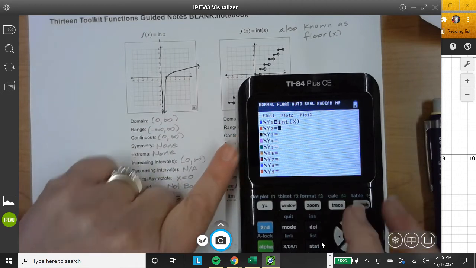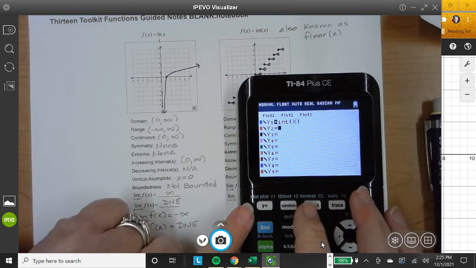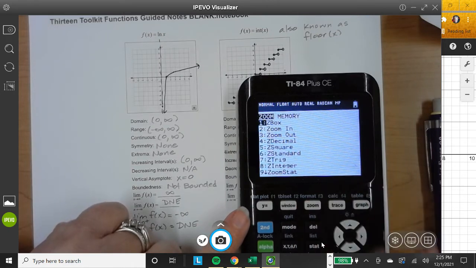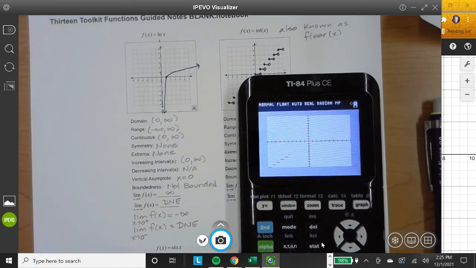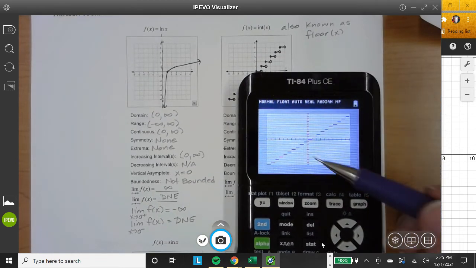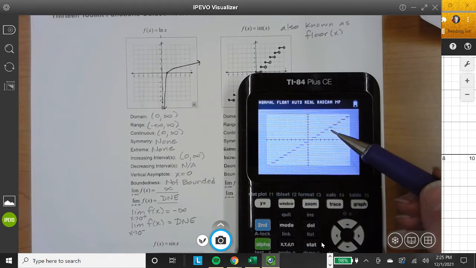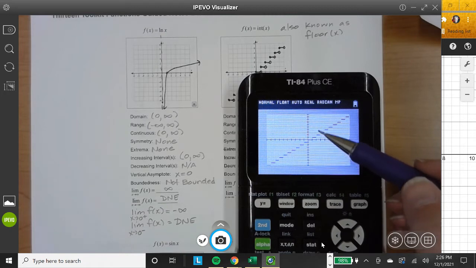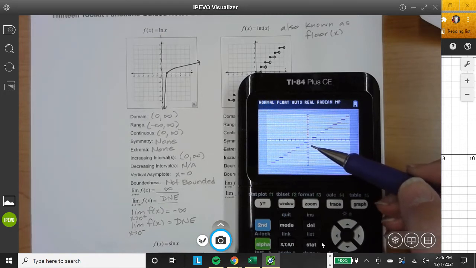Press enter, and now I'm going to go zoom 6 so we can see a standard viewing window. And you'll see that it mirrors this. But what's interesting about this on the calculator is you can't tell whether it's open or closed at each end. So our brains as humans are going to have to be able to know that since it's the floor function, that the solid dot is on the left side of the integer interval, okay?